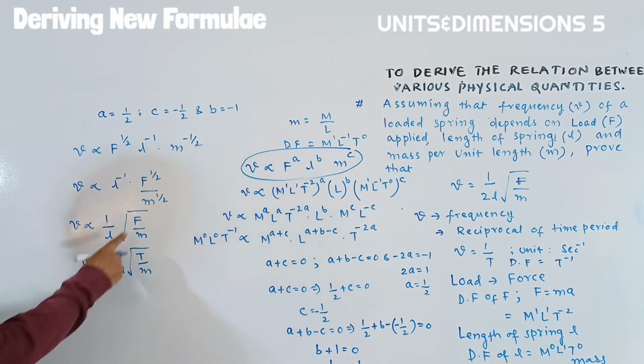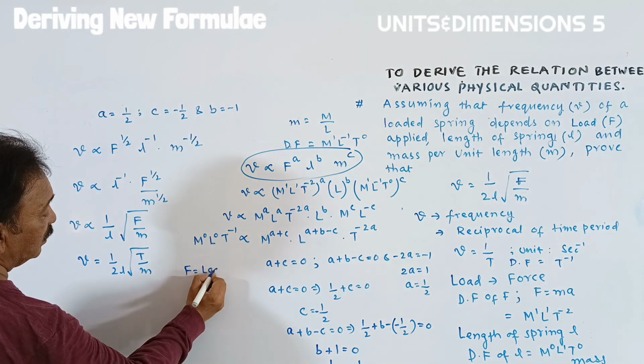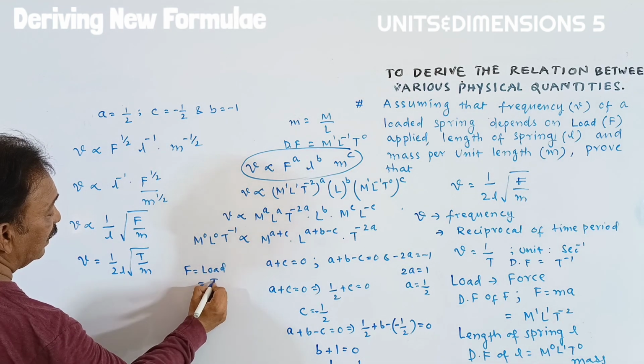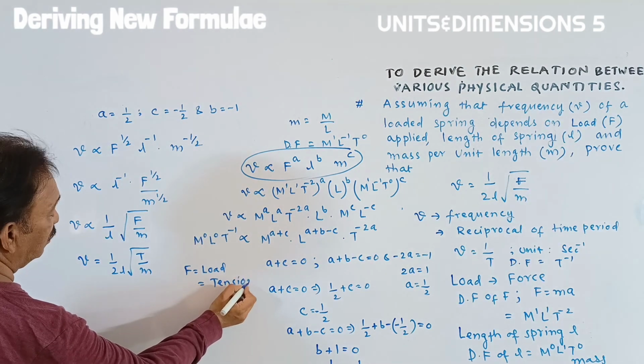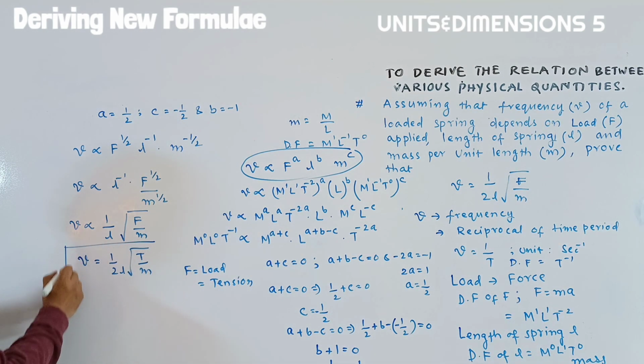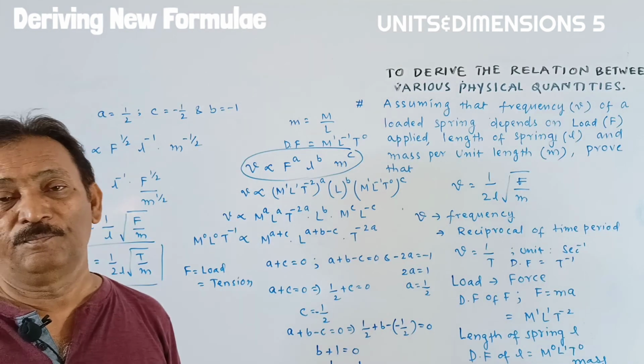Here force, he said force is the load. This load is known as tension, students. Tension is also a force. That's why finally we got the equation: frequency of a vibrating string is 1 by 2L into root of T by M. I hope you understood this problem.